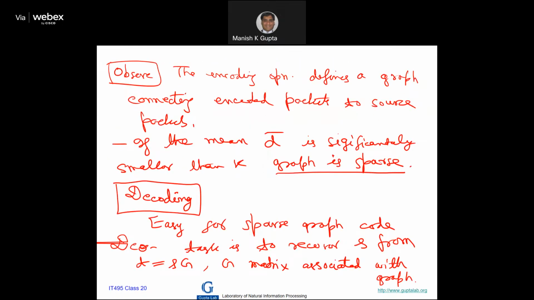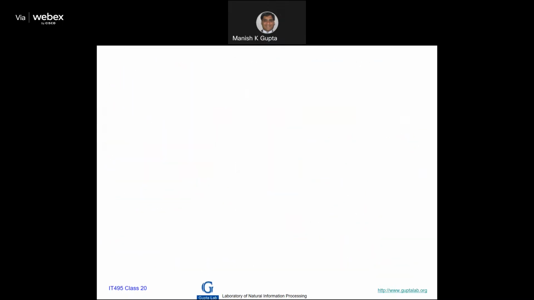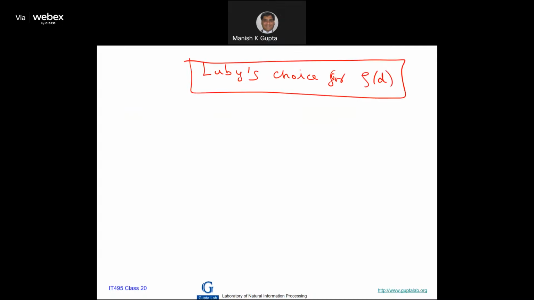So the question is now, how do we design this parameter? So basically now, this thing, rho d, the degree distribution, how do we choose? That is what is the important thing. I will give you some idea here about this. I think rather than going into too many details, probably I should mention what is the choice here.